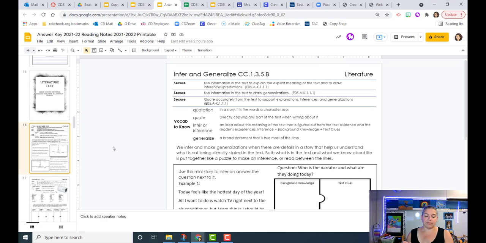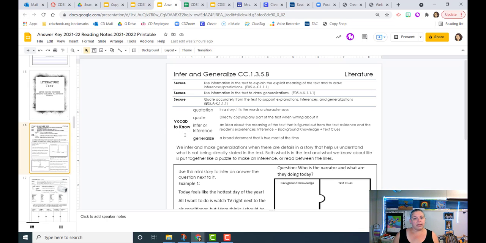So you need to be able to say, here's what's in the story, and I understand it. You need to be able to say, because this is in the story, I then know these other things. And then you also need to be able to say, because this is in the story, in general, I know something is true. And from that, we need to quote accurately from the text to support those explanations. We're going to do this a lot in 5th grade, where you're looking at the text and saying, because of this piece of information, I then know these things. And we'll put those in quotation marks.